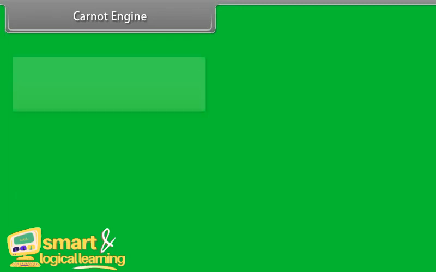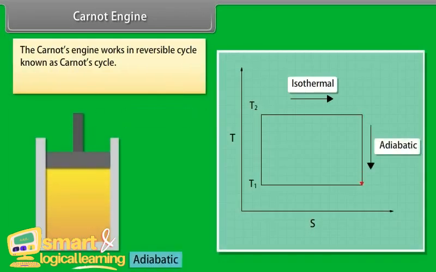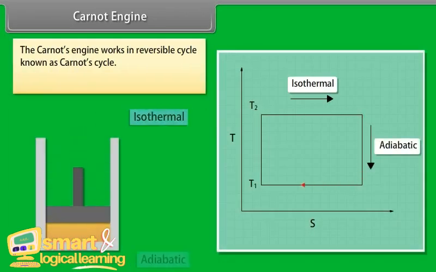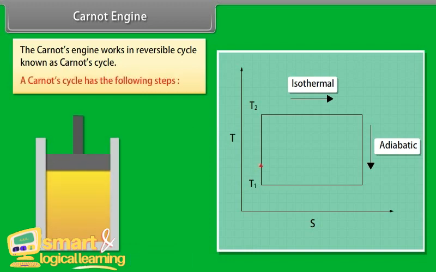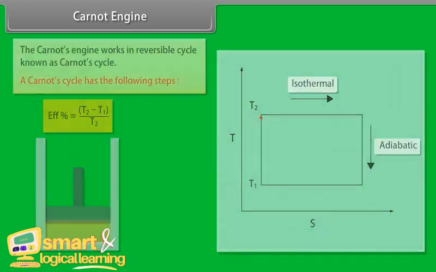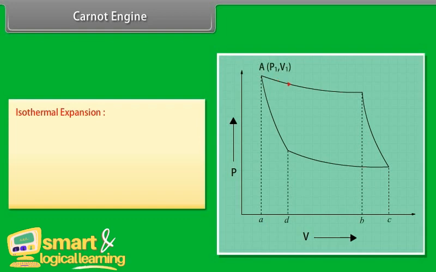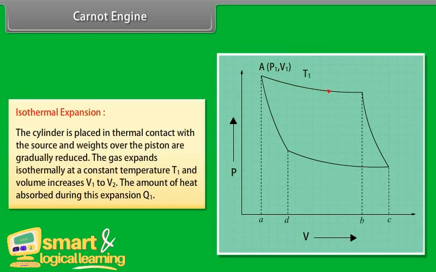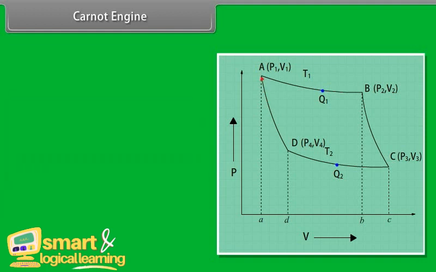Carnot engine. The Carnot's engine works in a reversible cycle known as Carnot's cycle. A Carnot's cycle has the following steps. Isothermal expansion. The cylinder is placed in thermal contact with the source and weights over the piston are gradually reduced. The gas expands isothermally at a constant temperature T1 and volume increases from V1 to V2. The amount of heat absorbed during this expansion is Q1.